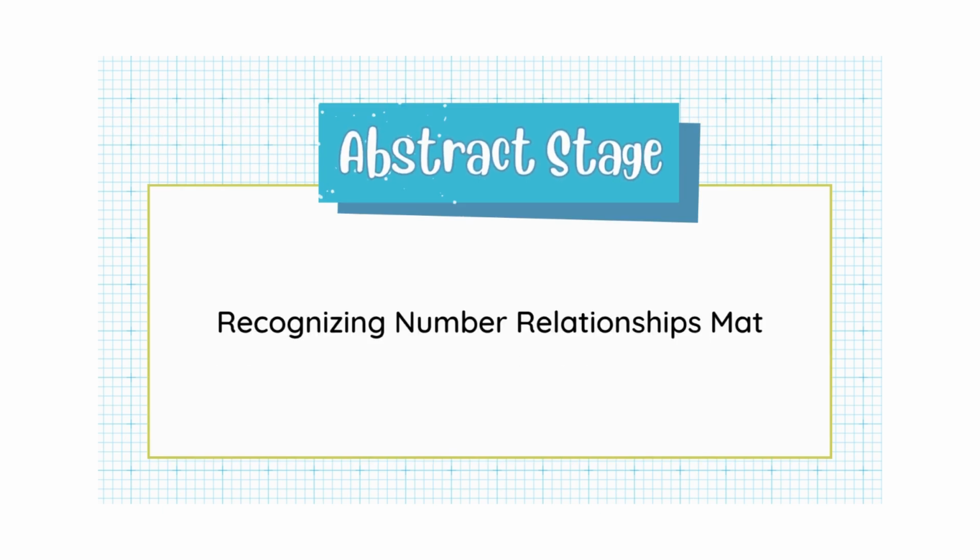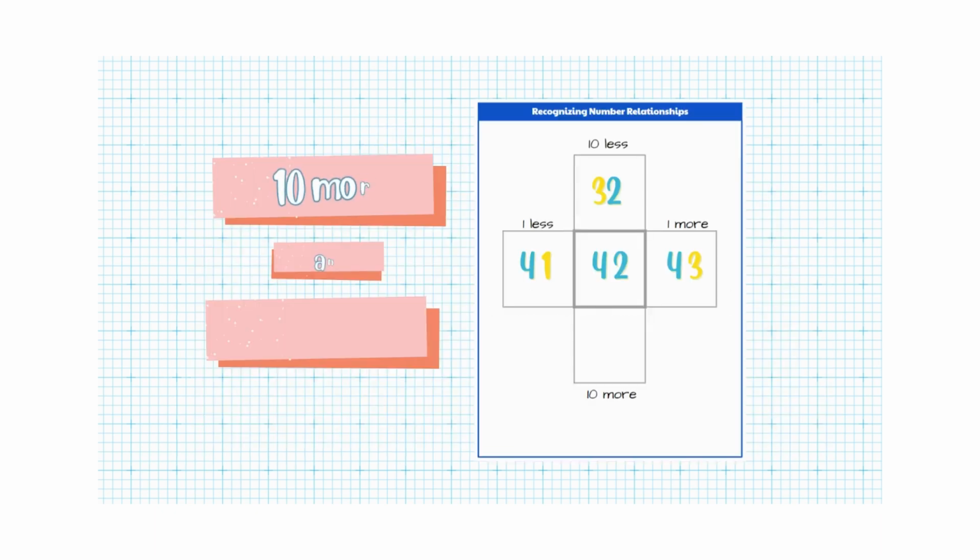Finally, the abstract stage. For this stage, students can still utilize a recognizing number relationships mat. This mat reinforces the hundreds chart strategy. Continue to emphasize the place value change. Students need to complete the mat to understand the concept and make the necessary comparisons.